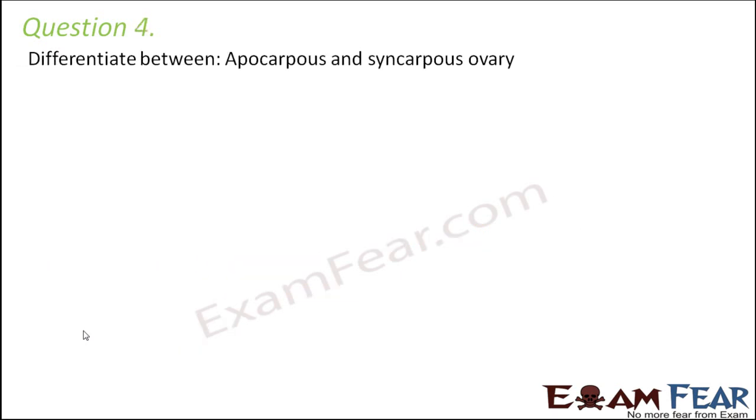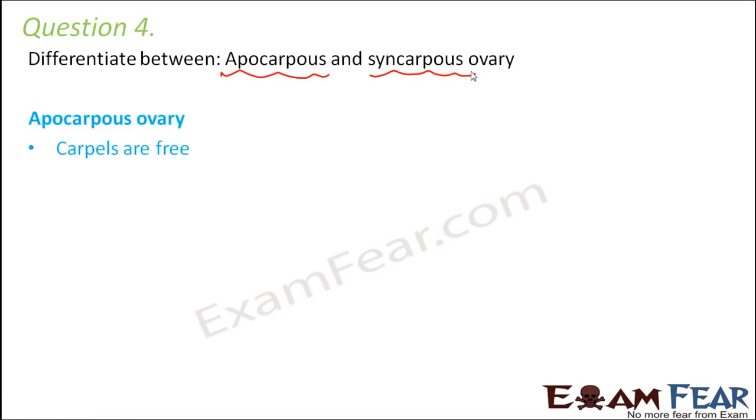Next one, differentiate between apocarpous and syncarpous ovary. Maybe you got these two new terms, apocarpous and syncarpous. Now when I say apocarpous ovary, it is a type of ovary where the carpels are free. What do I mean by carpels are free? That means one flower with many carpels and they are not joined to each other. They are not united to each other. They are separate. Whereas when I talk about a syncarpous ovary, the carpels are fused.